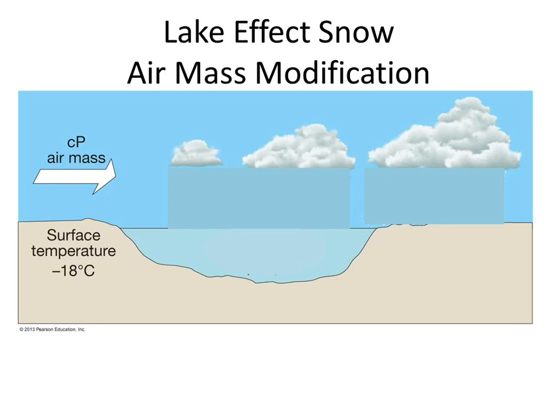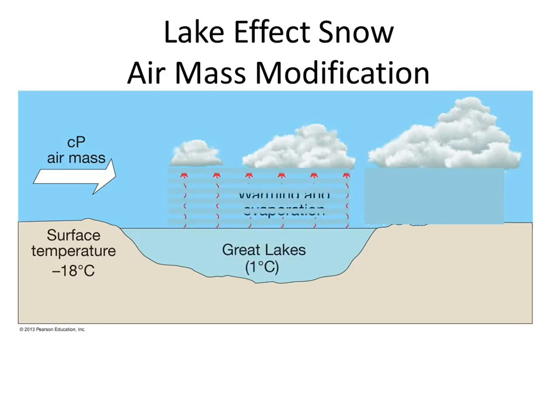In order for lake effect snow to best work, you have to think of the lakes as still pretty warm, while the land has responded to the cooling temperatures. So here we have a cool, dry air mass. Does that look right? Continental polar, cool, dry air mass. And it's going to go over the Great Lakes. Well, your Great Lakes, like I said, are still kind of toasty from the summer or the fall.